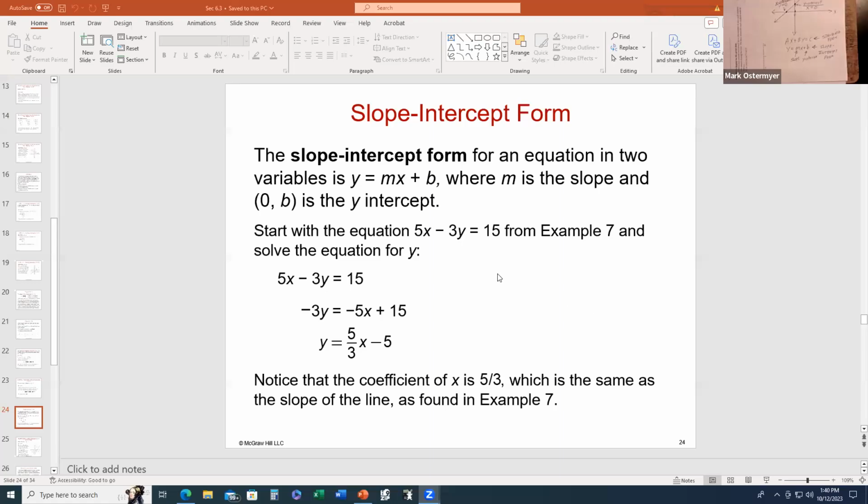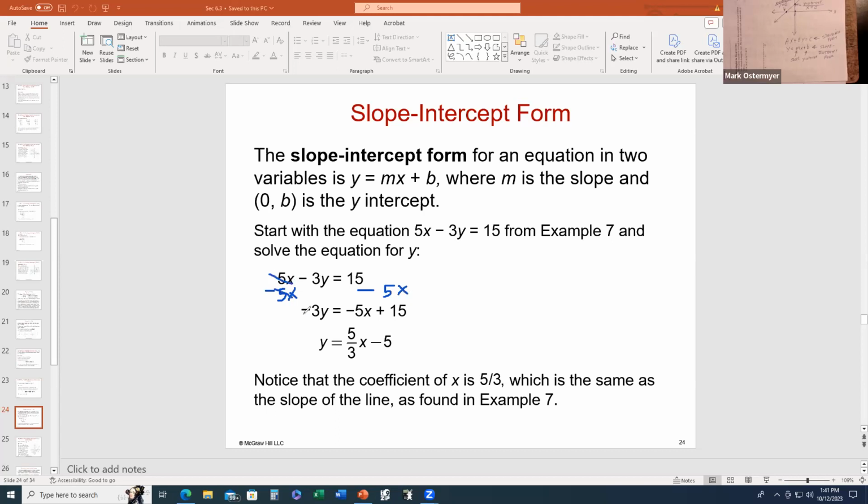So check this out. Notice this equation here, 5x minus 3y equals 15, is in what form? Standard form. They want us to put this into slope-intercept form. They want us to go from standard form to y equals mx plus b form. To do that, we have to solve this equation for y. So how do we solve for y? Well, the first thing we're going to have to do, and they're leaving a little step out here, is subtract 5x from both sides of your equation.